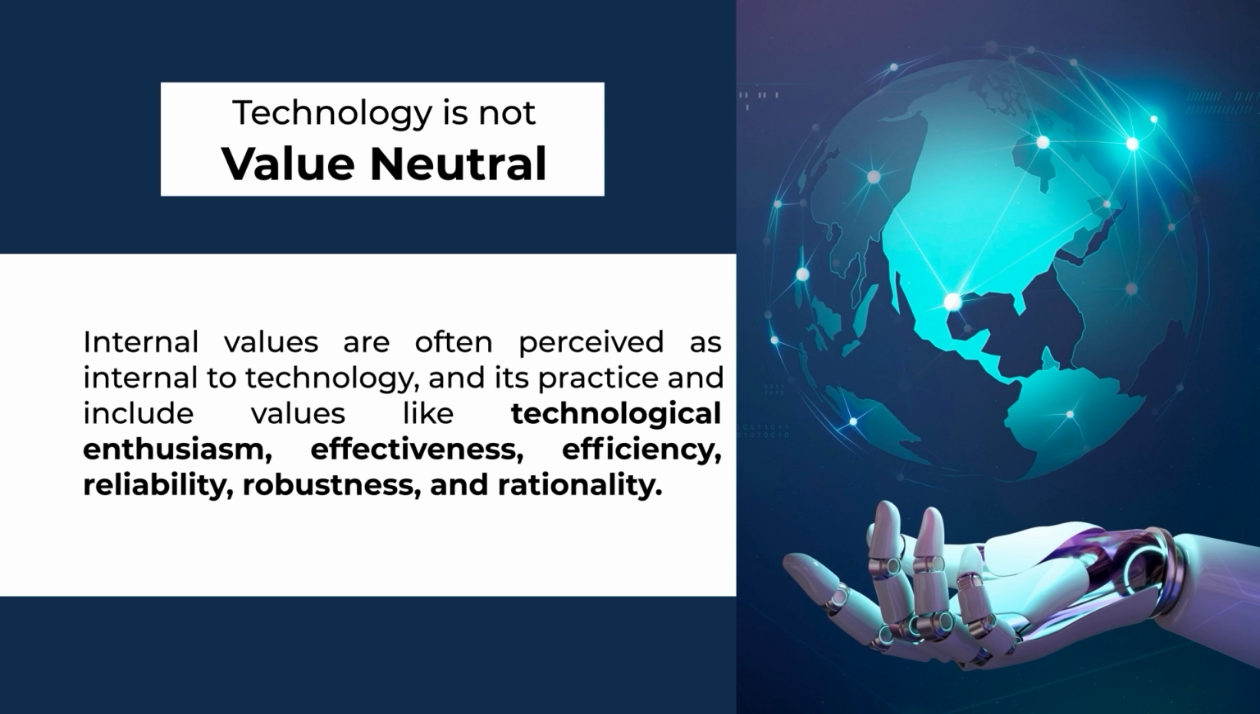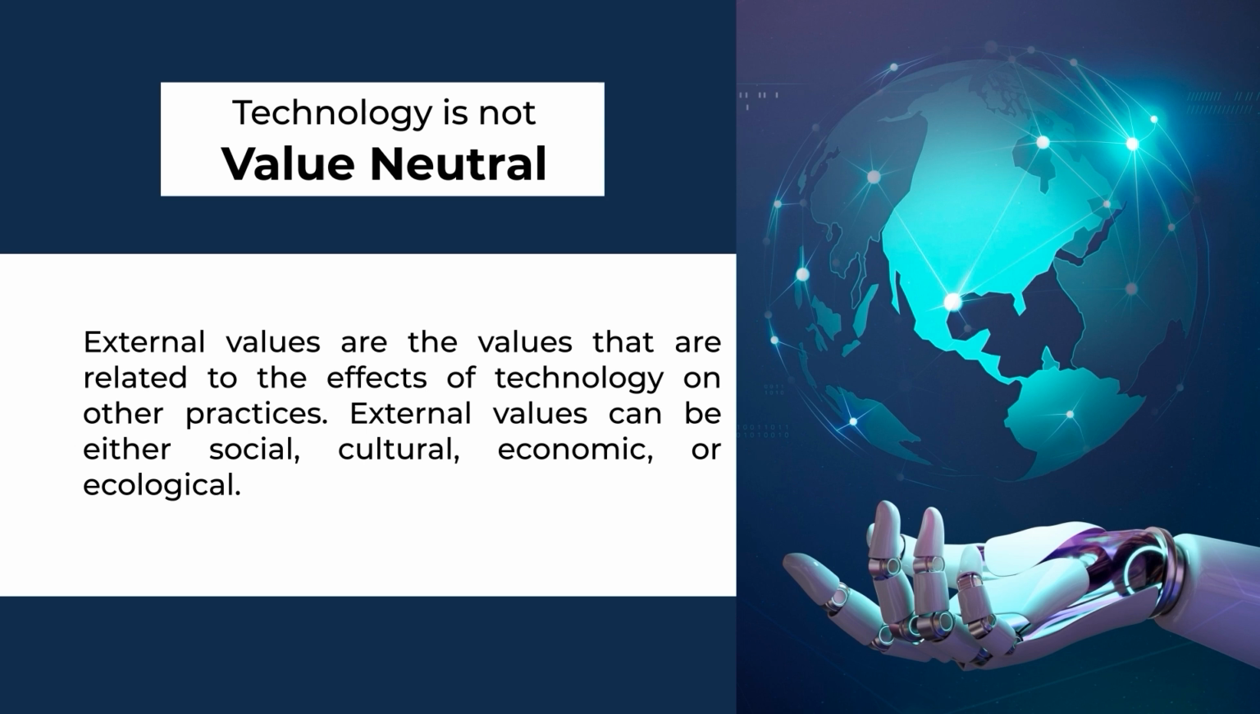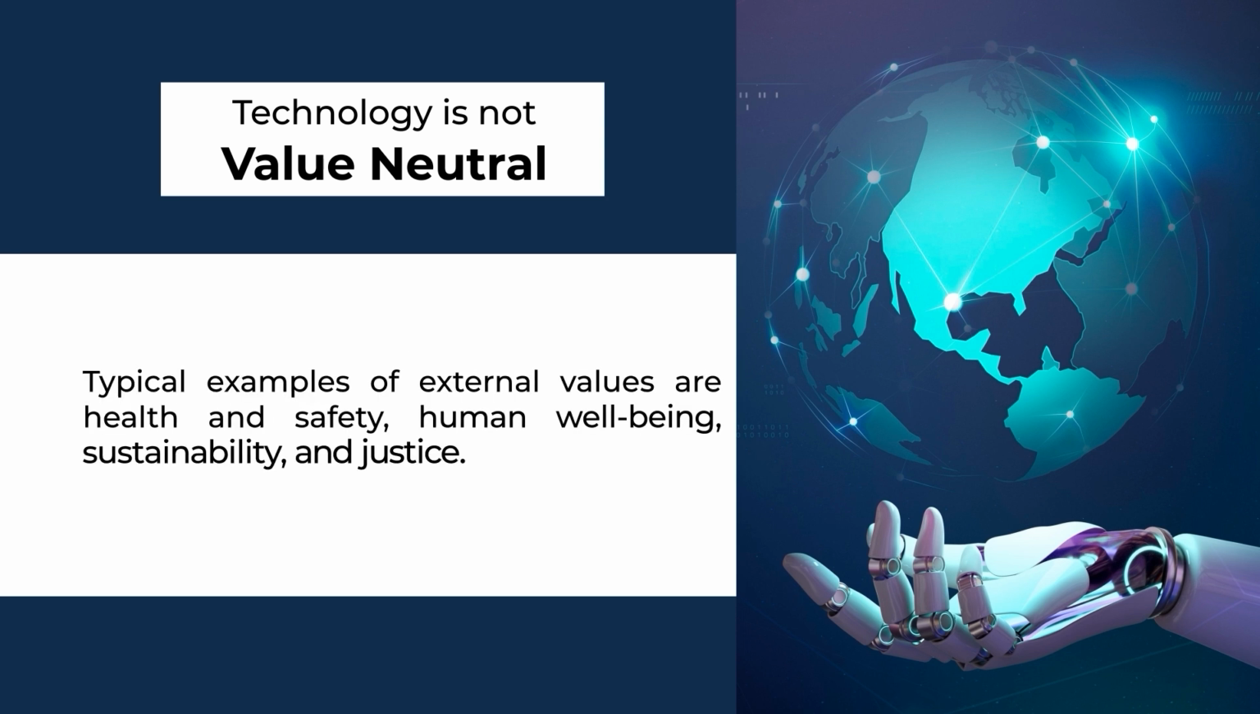Then, one also goes on to talk about effectiveness, efficiency, reliability, robustness, and rationality of technology while talking about the internal values concerning technology. External values, on the other hand, are the values that are related to the effect of technology on other practices. They can be either social, cultural, economic, or ecological. Typical examples of external values are health, safety, human well-being, sustainability, and justice.